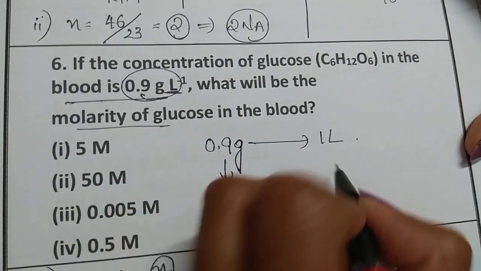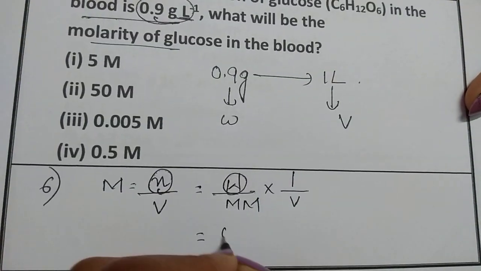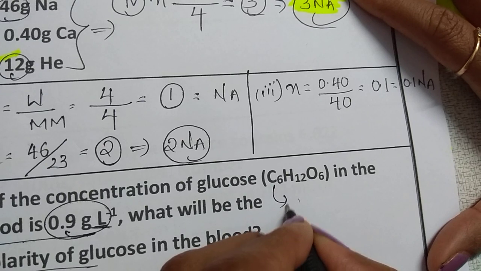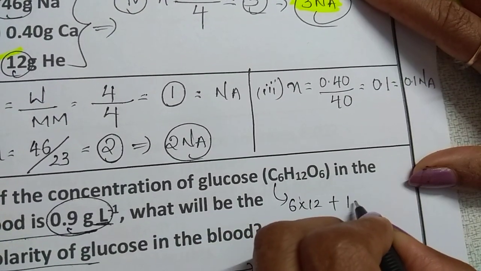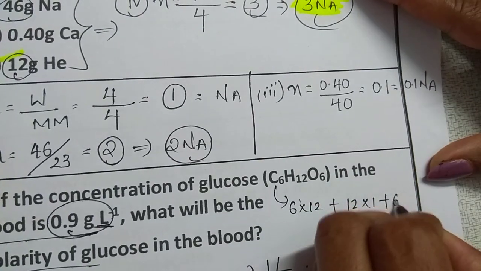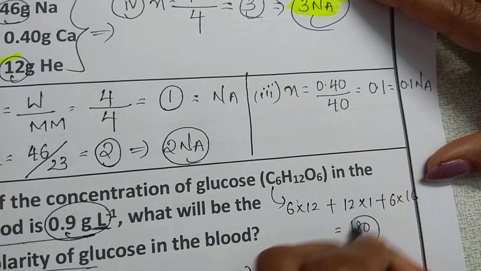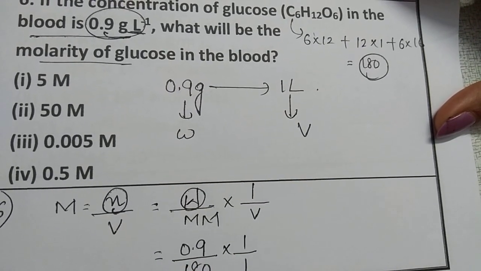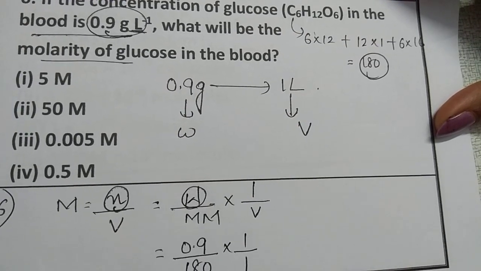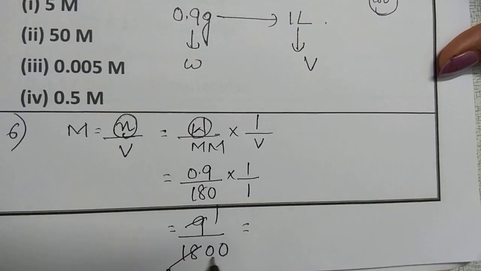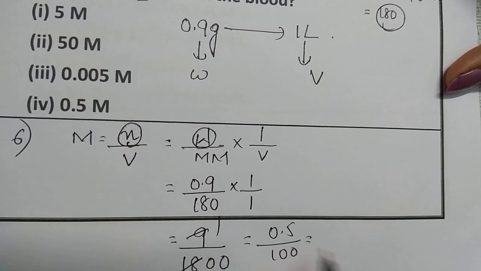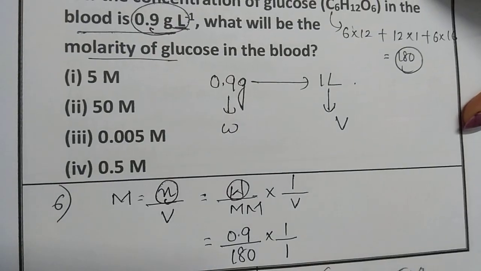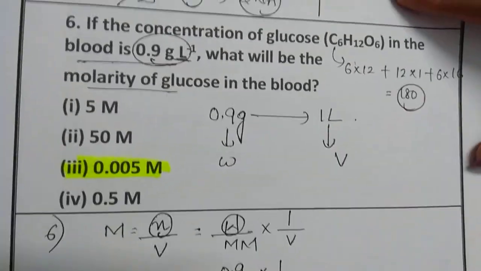So this is the weight, this is the volume. Substitute both. 0.9 by molar mass for glucose. If you calculate it, you will get 6 into 12 plus 12 into 1 plus 6 into 16. If you solve this, you get 180 as the molar mass. 180 into 1 by 1. So remove a point, 9 by 1800. So 1s are 2. Then 1 by 2 is 0.5. By still 100 is left, then it is 0.005 molar. This is your answer. This is option number 3. Is it clear?